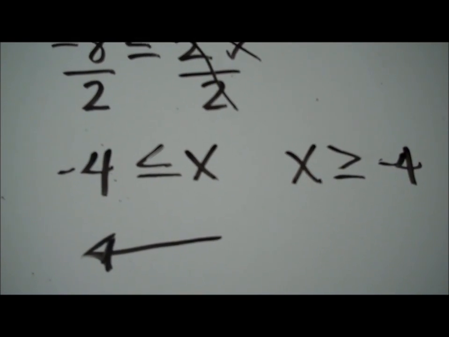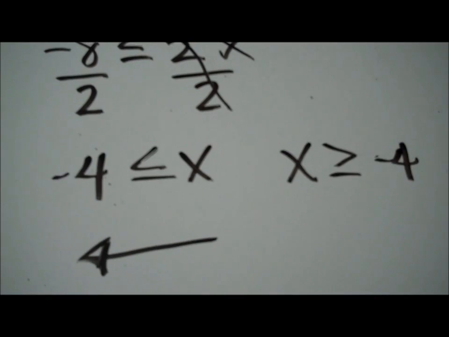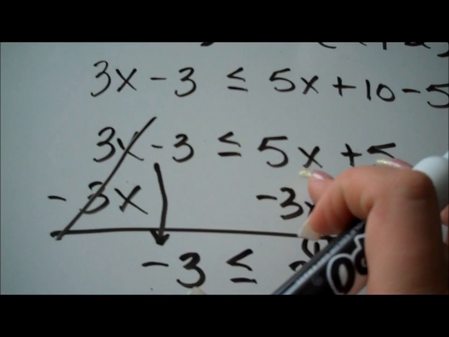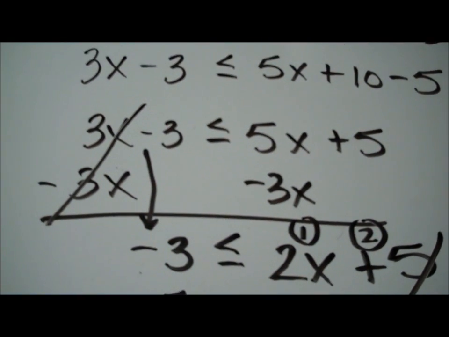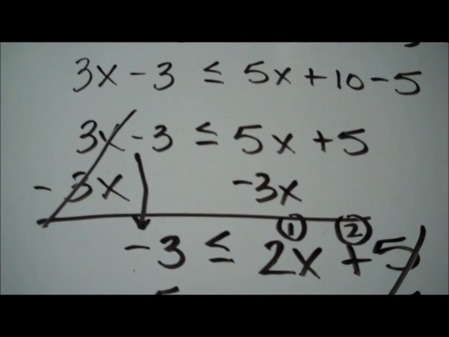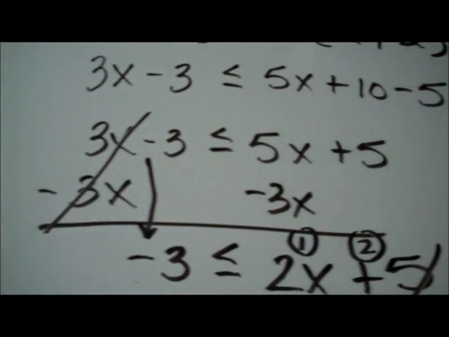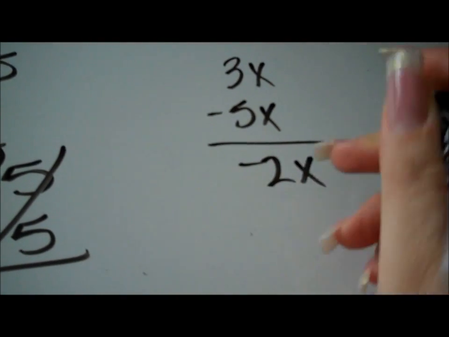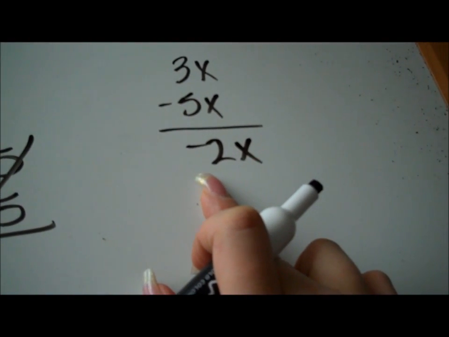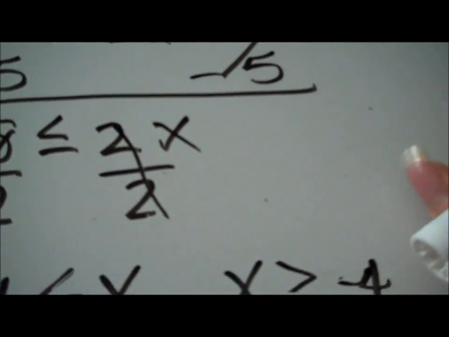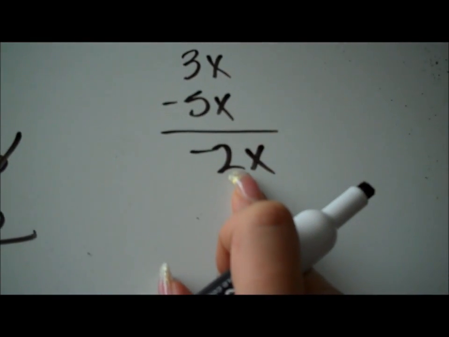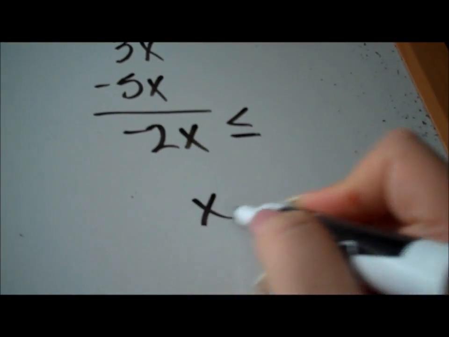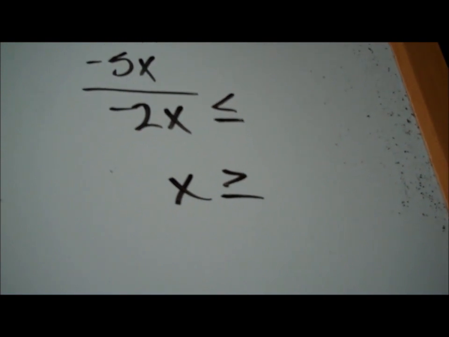Now, some of you guys may not like that the variable is on the right-hand side. And when it comes to moving our x's, you may want to move this 5x to the other side. That's fine. But you have to remember, if you move this 5x to the other side, you're going to get 3x minus 5x, which is going to give you a negative 2x. Which means at the very end, instead of dividing by a positive 2, you're going to have to divide by a negative 2, which is going to force you to flip that inequality symbol in one of the last steps.